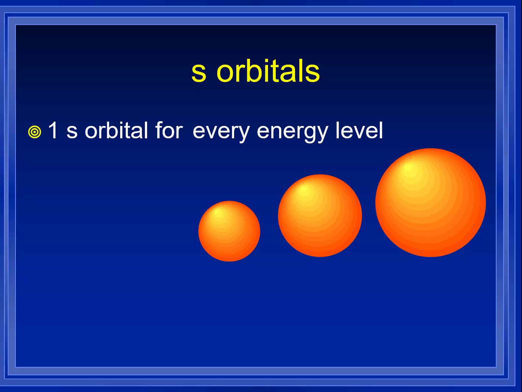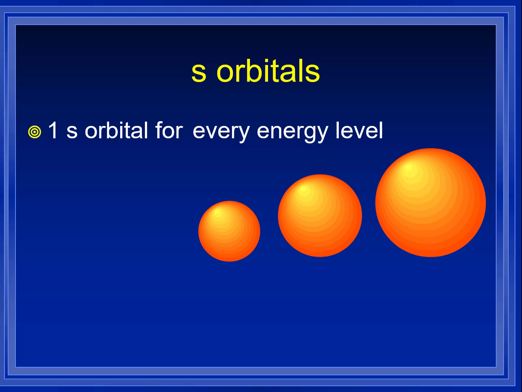Every energy level, there's one s orbital in every energy level. So in the first energy level, the s orbital is a possibility. In the second energy level, you could have an s orbital. The third energy level, you could have an s orbital. Fourth energy level, you could have an s orbital. Not could have, you do.